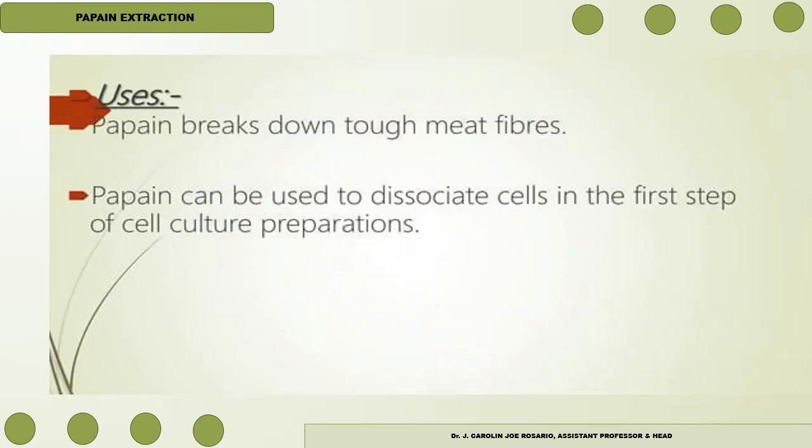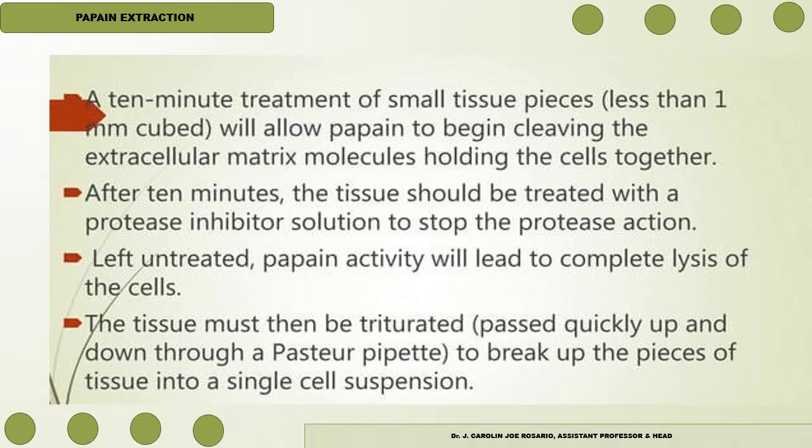The uses of papain. Papain breaks down tough meat fibers. Papain can be used to dissociate cells in the first step of cell culture preparations. A 10-minute treatment of a small tissue piece less than 1 millimeter cube will allow papain to begin cleaving the extracellular matrix molecules holding the cells together.